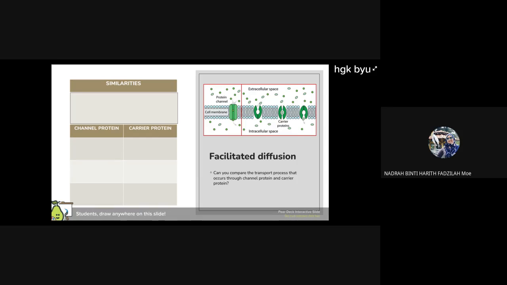Can you compare these two types of facilitated diffusion?